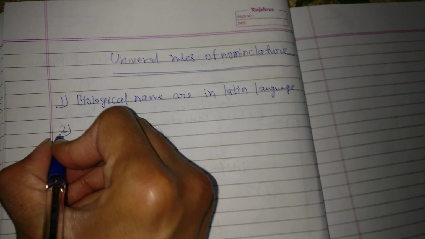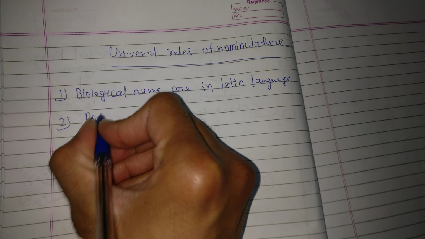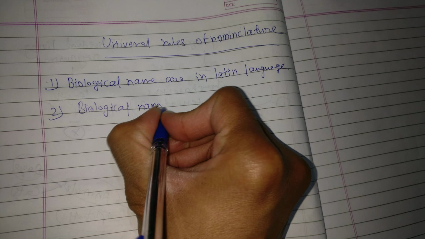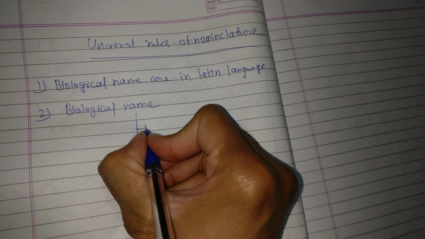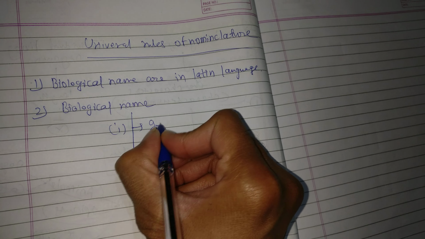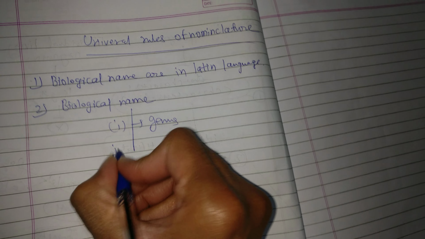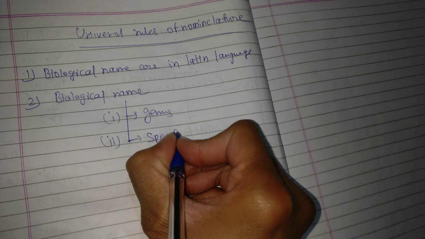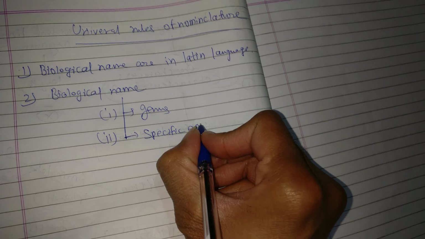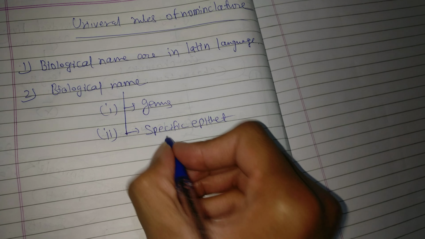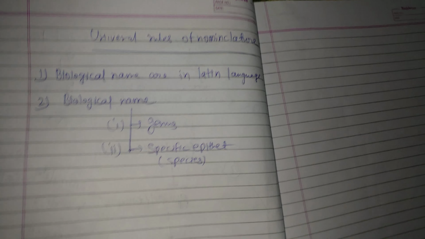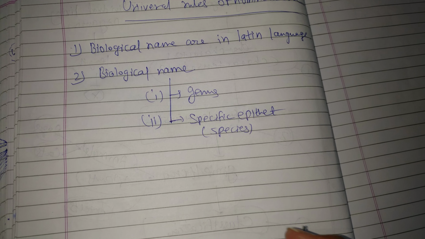And the second rule is biological names have two parts. The first one is genus and the second one is specific epithet, or also known as species. So these are the two parts of the biological name.